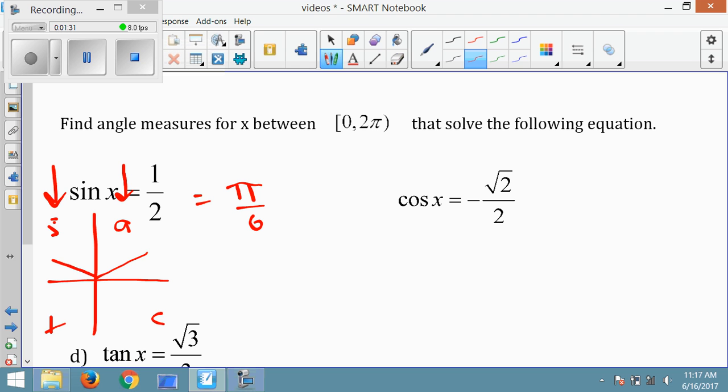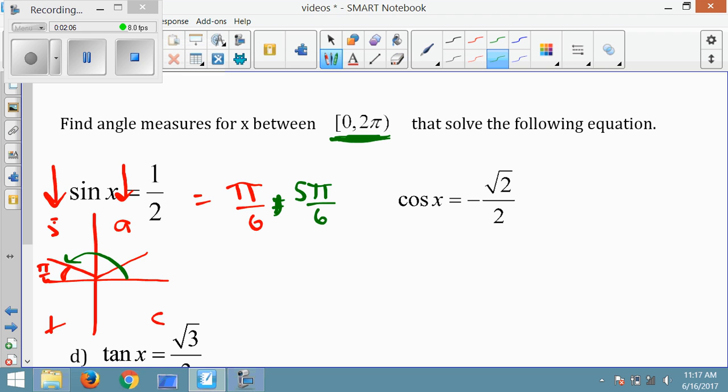And what other angle has a reference angle of pi over 6? So we have to think to ourselves, all right, what is this angle that I just drew in green? And that angle is going to also be 5 pi over 6. So there are two answers in the two quadrants where that sine function is positive. And if we look at the domain from 0 to 2 pi, that just means in one full circle there are going to be two angles that have a sine of 1/2.